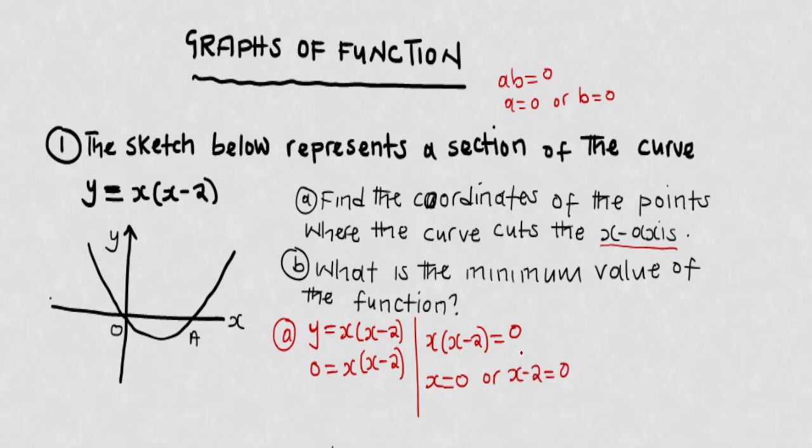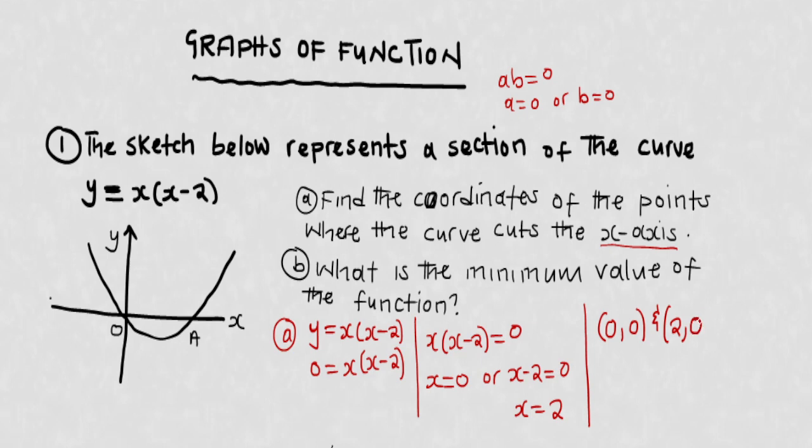So we have two things there. That simply means x = 0. Now x - 2 = 0 you can simplify so that x becomes, when the negative 2 crosses, positive 2. So we have found x to be 0 and x to be 2. Now here are the coordinates of the points where the curve cuts the x-axis. The first coordinate is that when x is 0, the value of y will also be 0. The other coordinate is that when x is 2, the value of y will be 0.